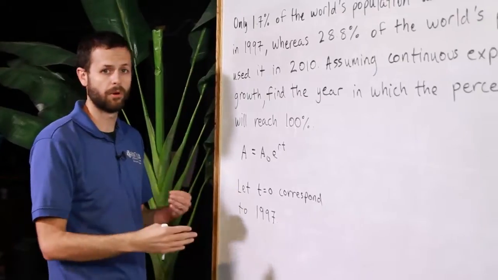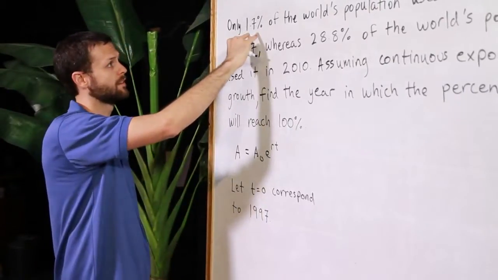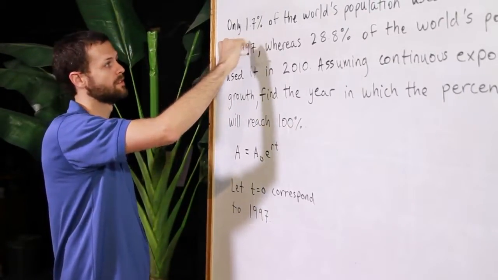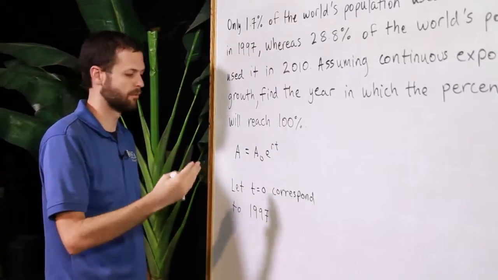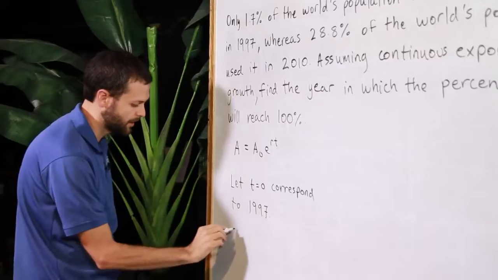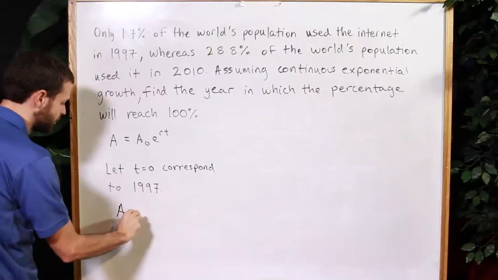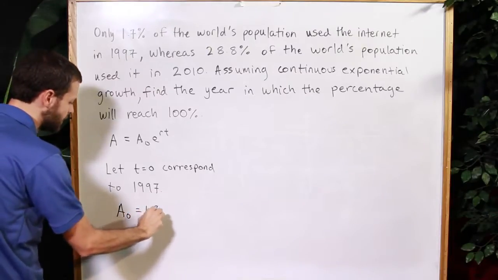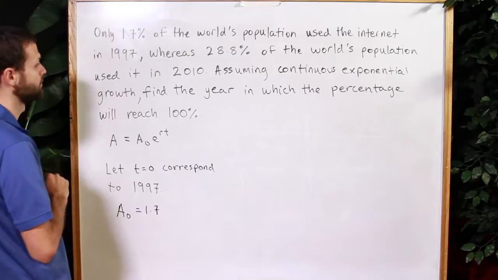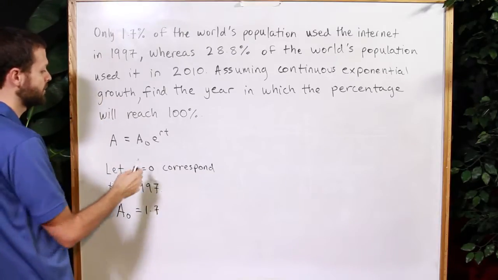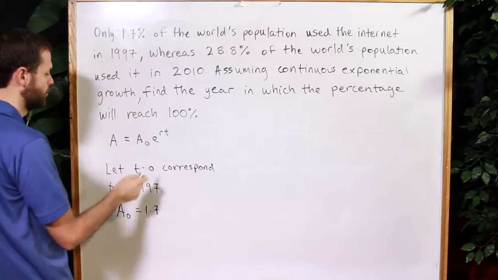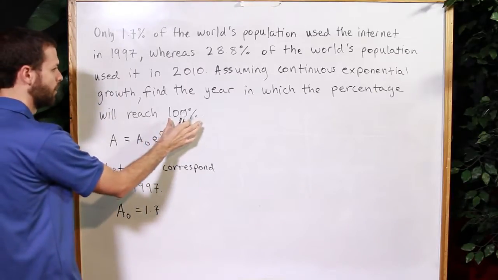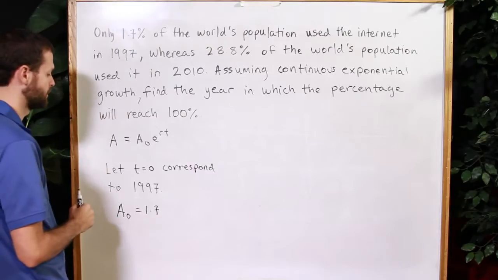I can leave my whole problem in percents. Whether you choose to write this in decimal form, 0.017, or 1.7, it's fine either way. Just remember what you're dealing with. So I know that my initial population, A naught, is 1.7, and this is percent of the world's population. Okay, I need to first of all figure out what this constant R is. And that way I will be able to then figure out at what year the percentage will reach 100%.